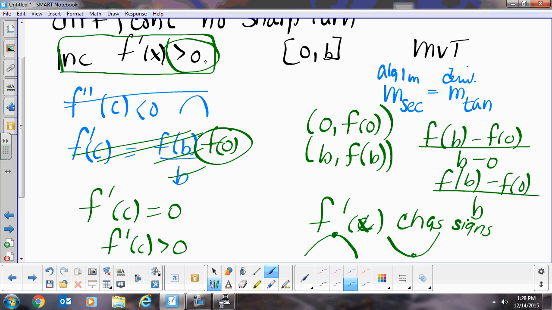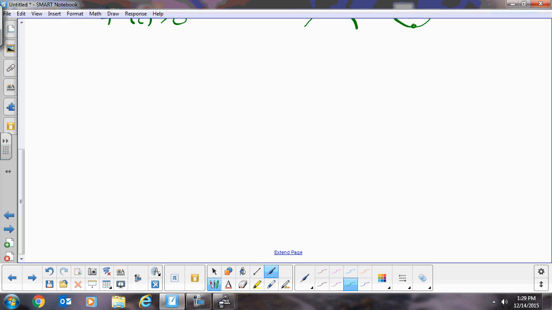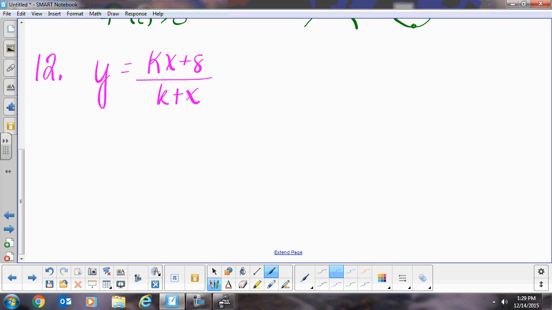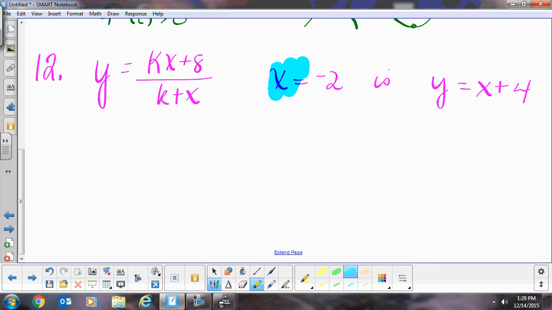So we're on page 80, number 12. The equation of the line tangent to the curve, I think this is one, yeah. If this is the one I'm thinking of, I worked hard. Somebody else worked smart. y equals kx plus 8 over k plus x. All right, the equation of the line tangent to the curve at x equals negative 2 is y equals x plus 4. Agreed? Can I find a y value? Let's see. What does it mean about x equals negative 2? Where is it?